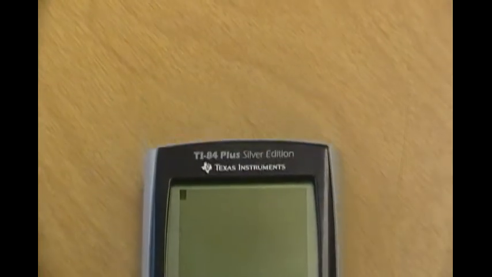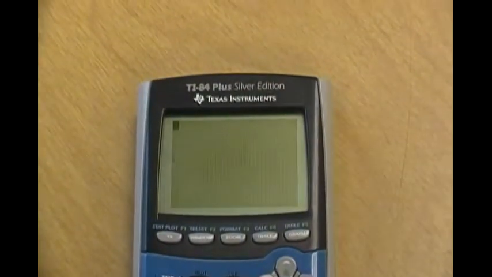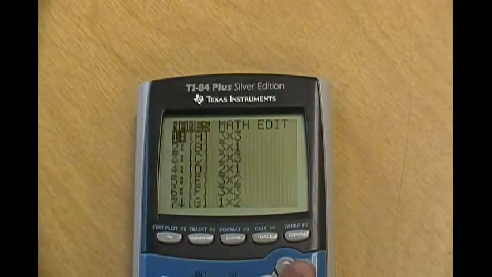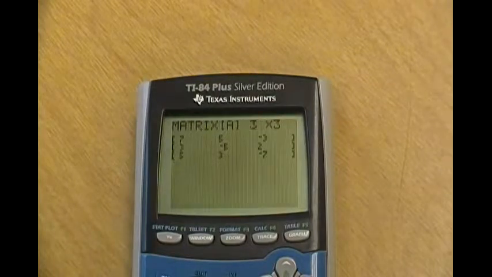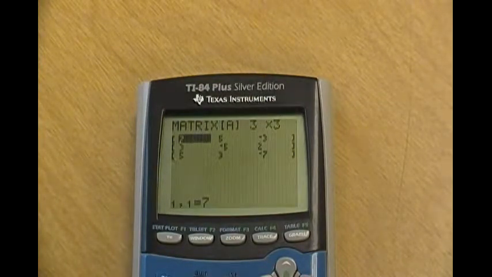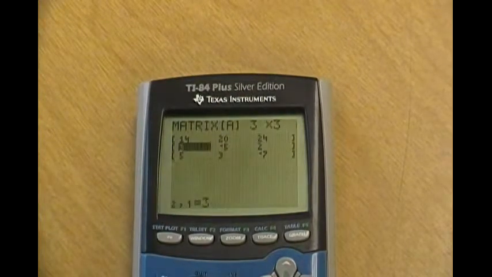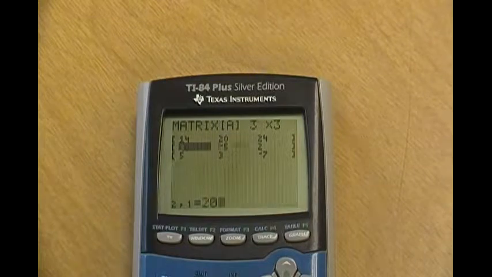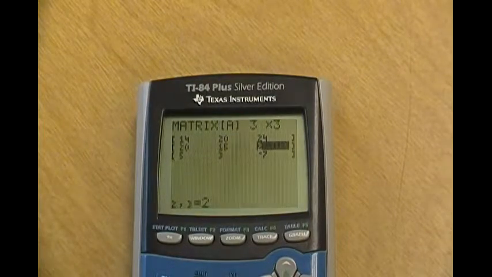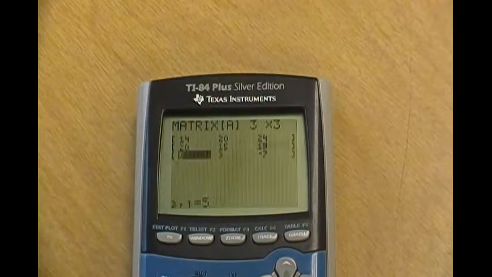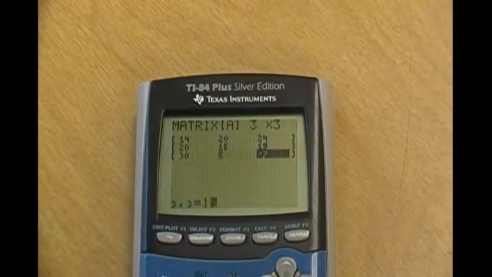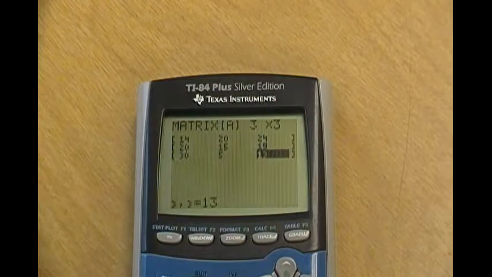So when I go to type these in, I am going to hit second matrix again. Hopefully you're getting really good at that. I'm going to edit, arrow over to edit, and edit this 3 by 3 matrix. So I have 14, 20, 24, 20, 15, 19, and 30, 5, and 13 for my first matrix.